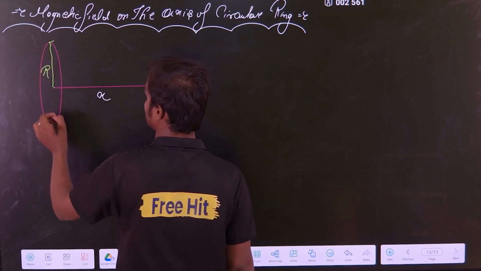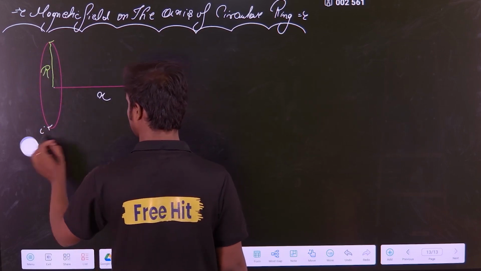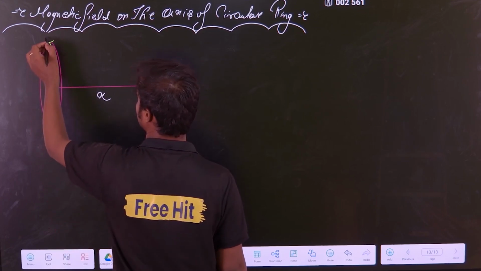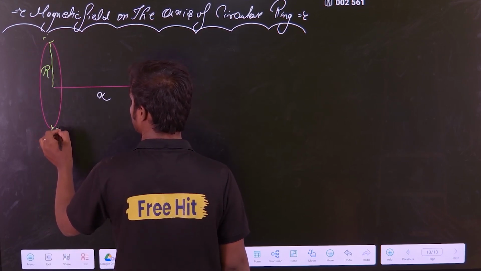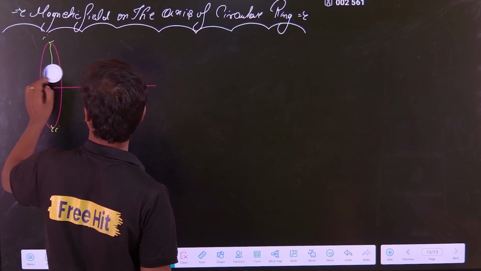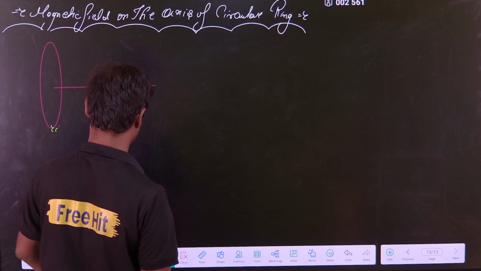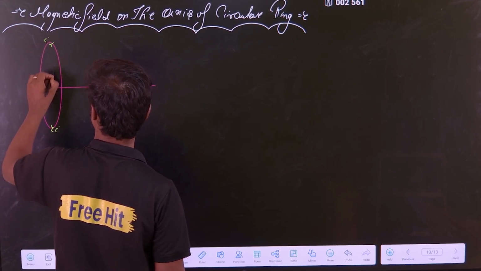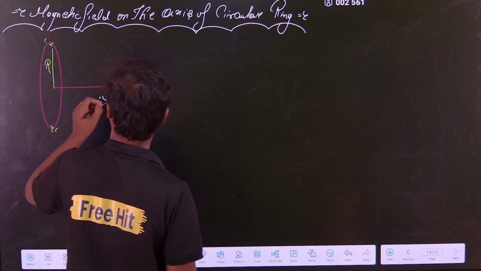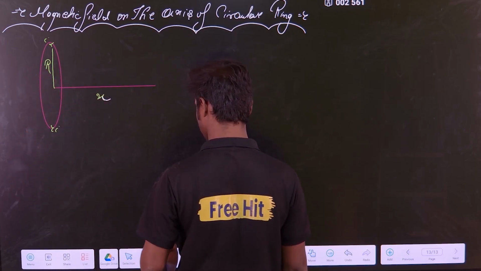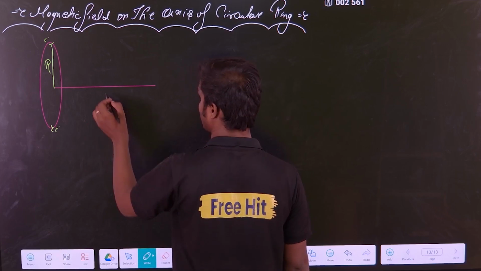We can take the current direction like this. I'm just reversing it, it doesn't matter. I'm reversing the current direction so that the calculation will be easier for us. Otherwise we have to take the element in the opposite direction to solve it properly. This is the current and this is my radius r. At this point, at distance x, you have to find the magnetic field.